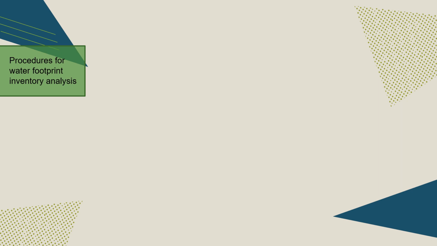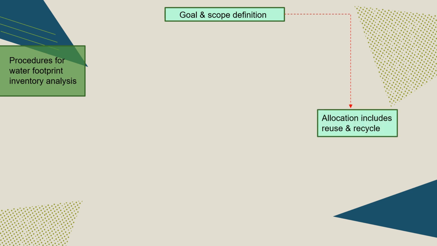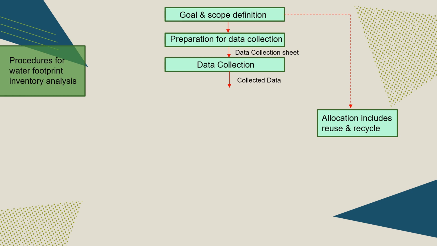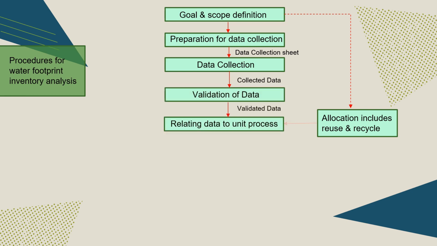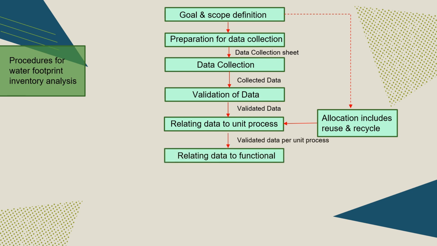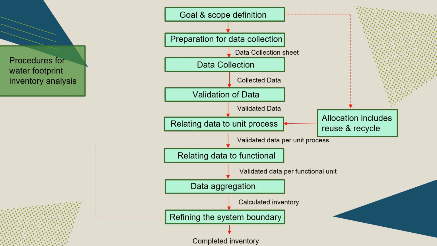So, next is the procedure for water footprint inventory analysis. Firstly, you need to identify the goal and scope definition, which includes allocation, reuse and recycle. Then, preparation for data collection. Next is validation of data, relating data to unit process. Next step is relating data to functional unit, data aggregation, and lastly refining the system boundary.